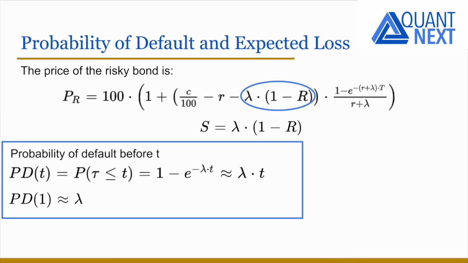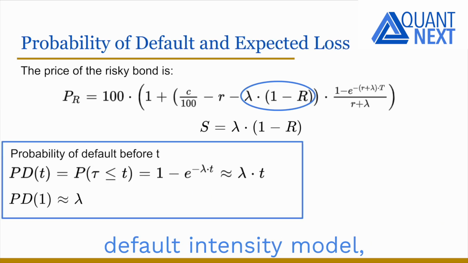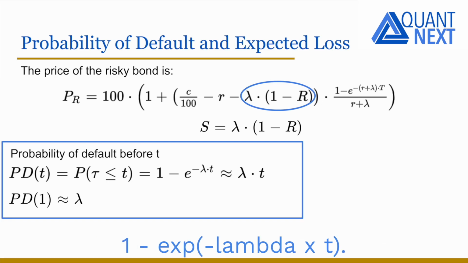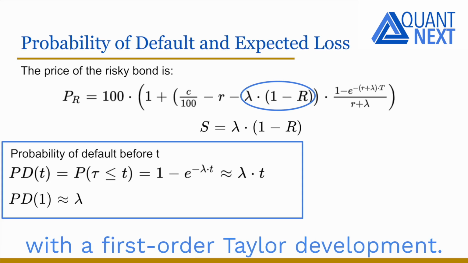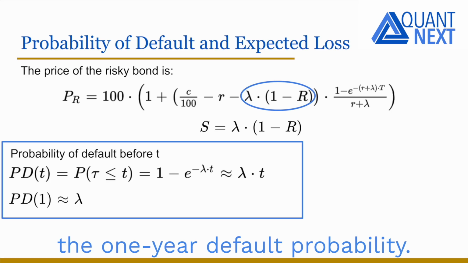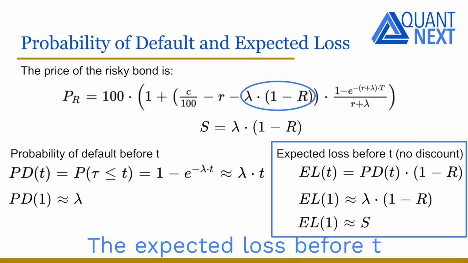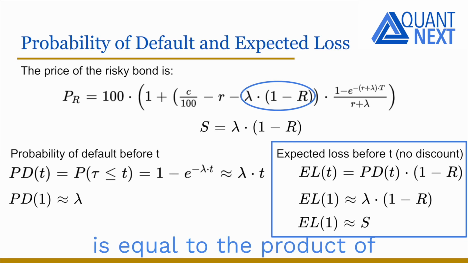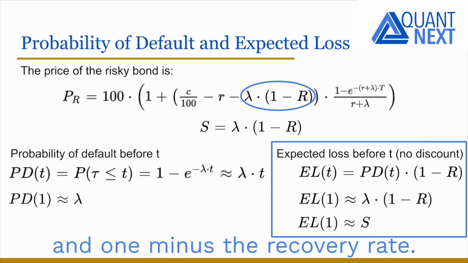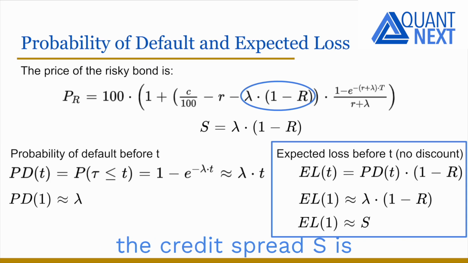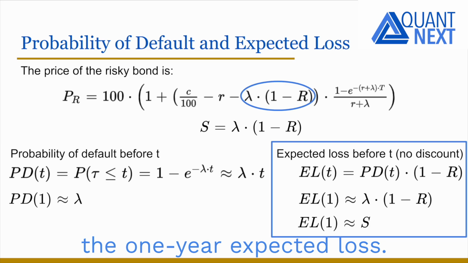recovery rate. With a constant default intensity model, the default probability is equal to 1 minus the exponential of minus lambda times t. It is close to lambda times t with the first order Taylor development, so lambda is close to the 1-year default probability. With no discount rate, the expected loss before t is equal to the product of the default probability and 1 minus the recovery rate. So we see that the credit spread S is very close to the 1-year expected loss.